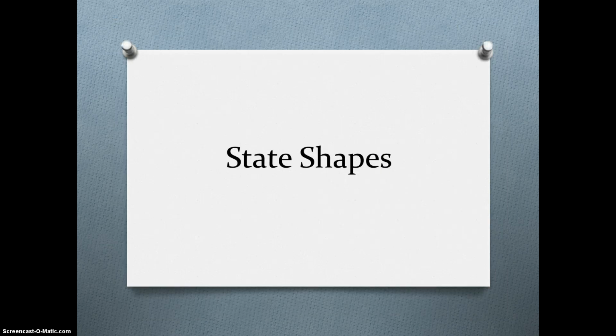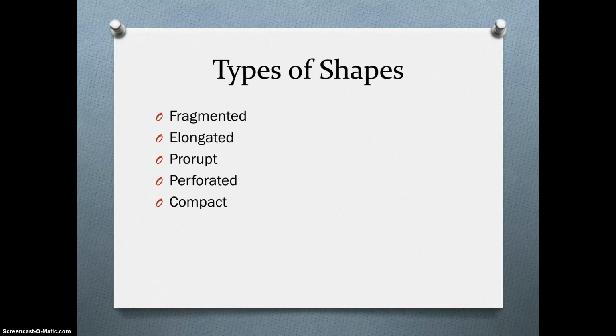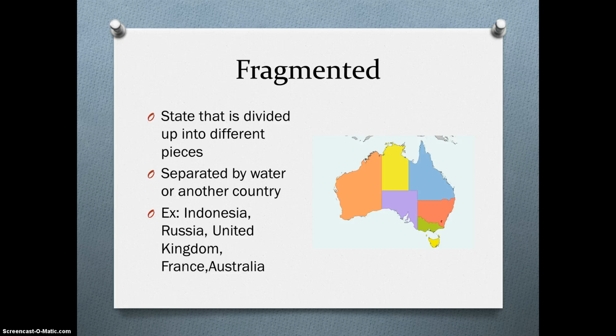Next, we'll be talking about state shapes. There are five state shapes. Those are fragmented, elongated, prorupt, perforated, and compact. Our first state shape is fragmented.